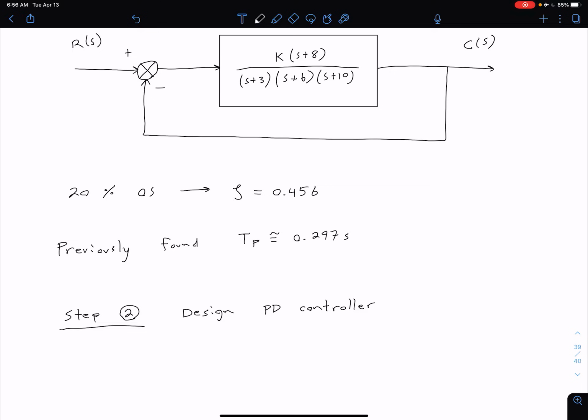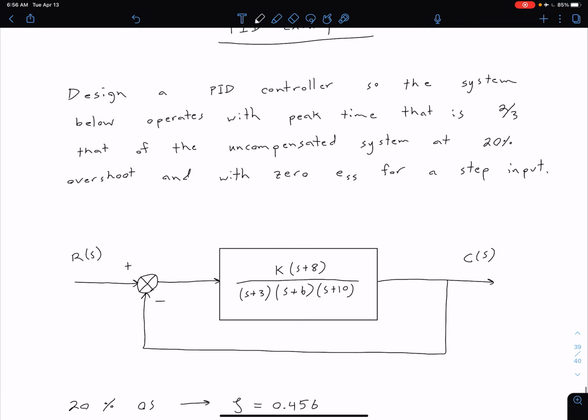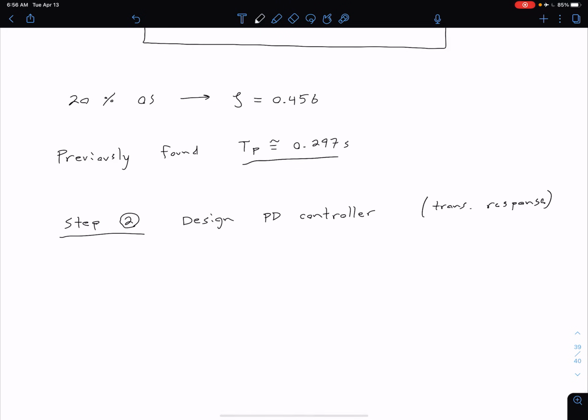So we're going to pick up with step 2 of the design, and this is going to be design our PD controller. And so of course here what we're trying to adjust is our transient response. And so as given in the problem statement, we want to reduce our peak time to 2/3 of the uncompensated peak time. So all we need to do is multiply this peak time by 2/3, and we find that our new desired peak time is going to be approximately equal to 0.198 seconds.